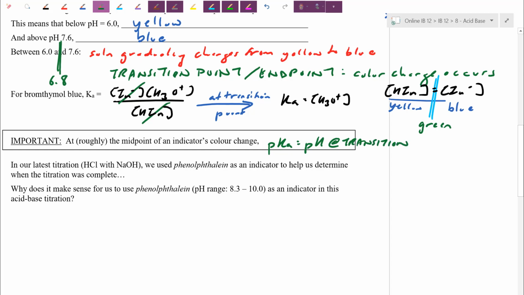So if you take this range, it should change between 6 and 7.6. You take the halfway point of 6.8, and that's when the color changes to a nice green color.